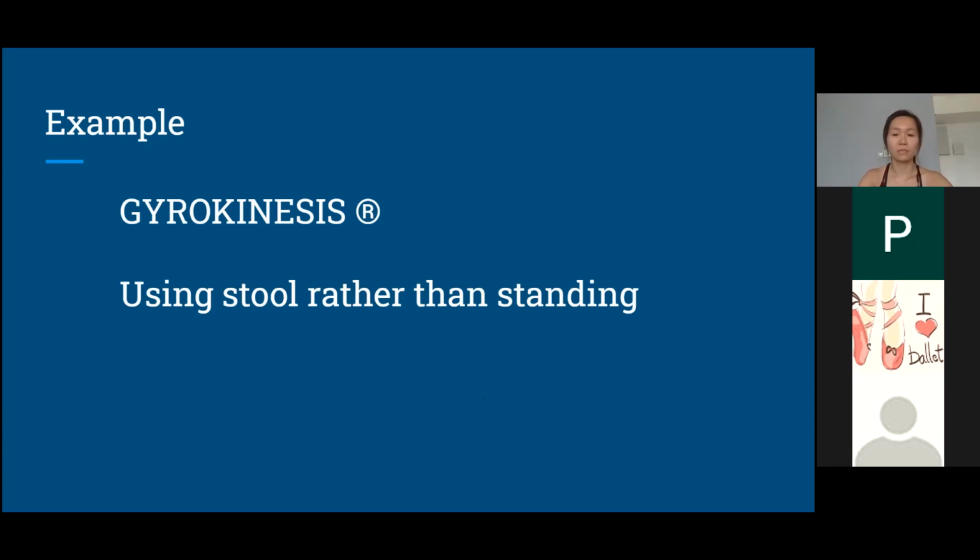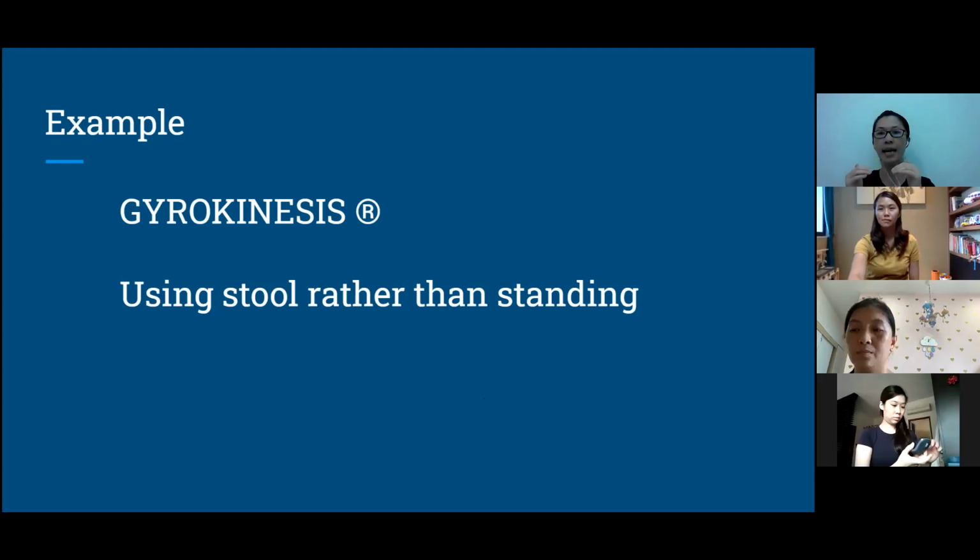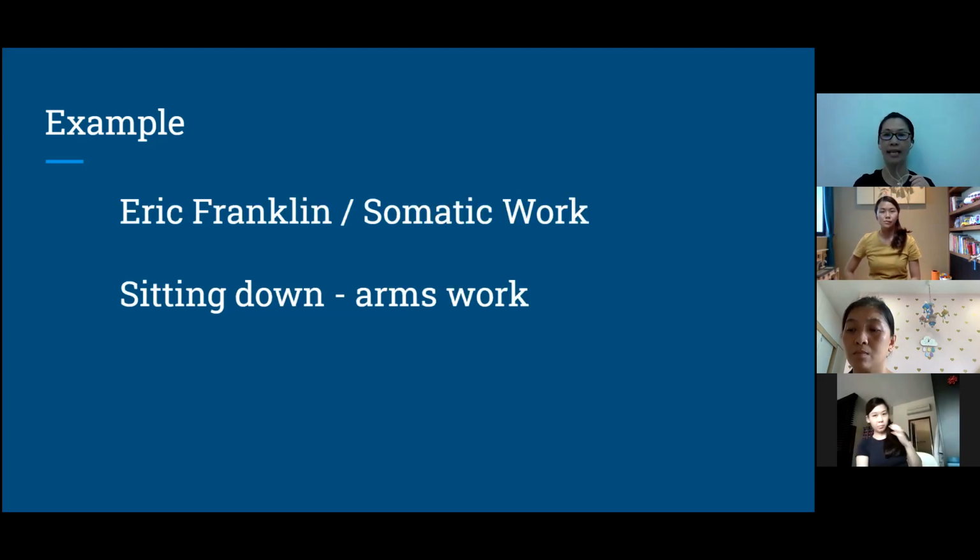So Gyrokinesis is in the same family as Gyrotonic. It's just that Julio differentiated the names. So when you say I do Gyrokinesis, we know that you're doing the work on floor and on stool. When you say I do Gyrotonic, we know that you learn movement from equipment. Okay, right? So the next one is an example of Eric Franklin and some of the somatic work.